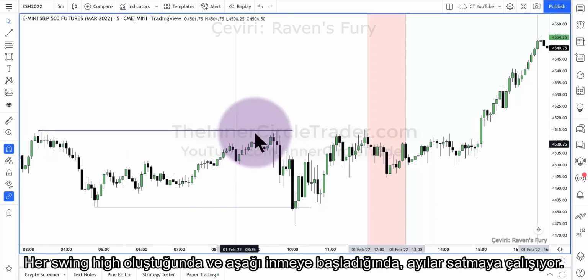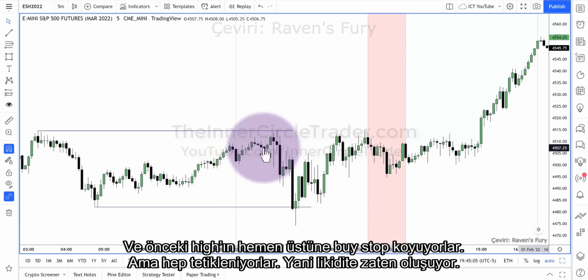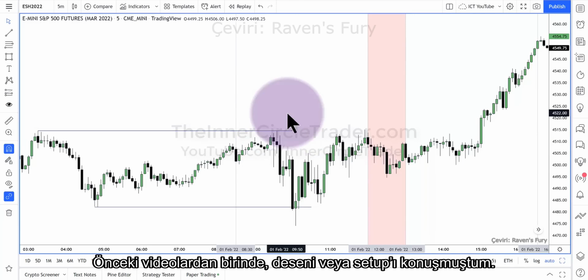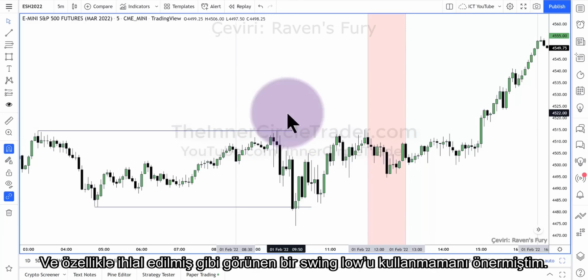because what it's doing is it's already pressing into running out liquidity. Every time it creates a swing high and it starts to go down, bears are trying to sell that, and they're putting buy stops right above the previous high, and they keep getting taken. So it's already building in liquidity, and informed investors, or quote unquote smart money, will be already establishing short positions.